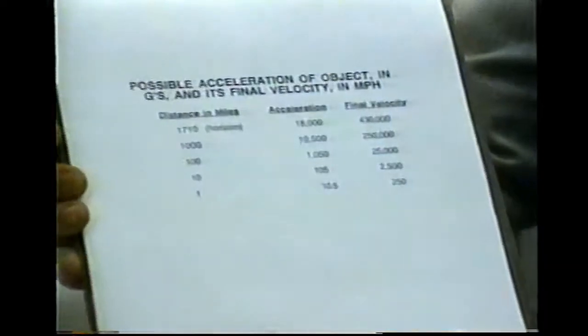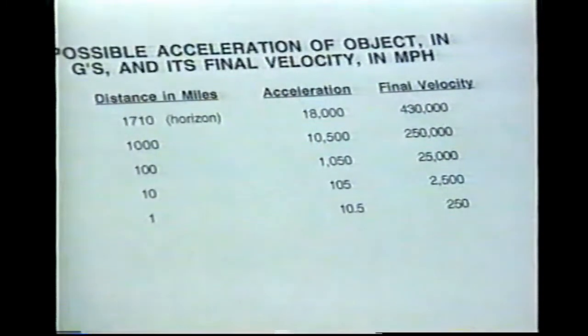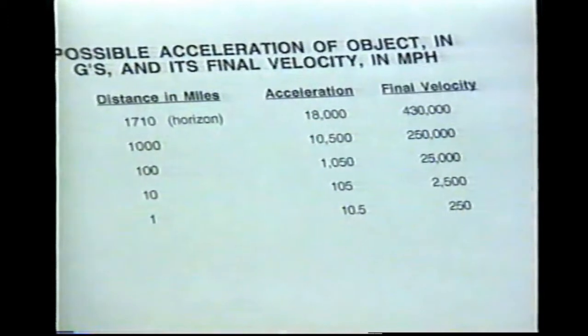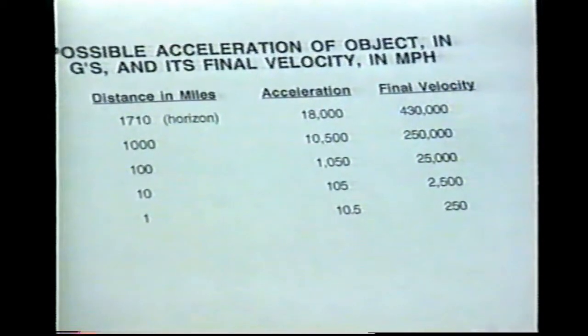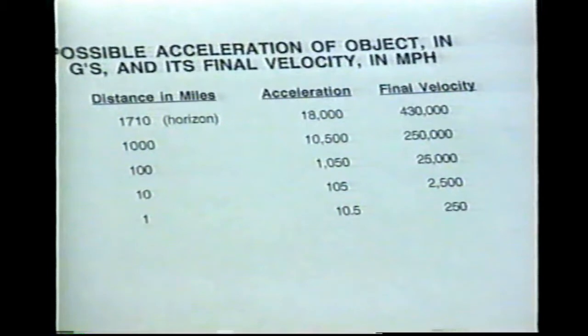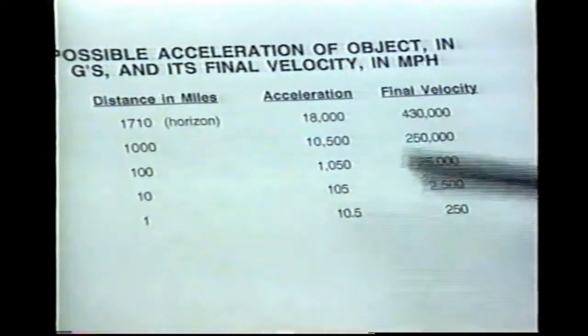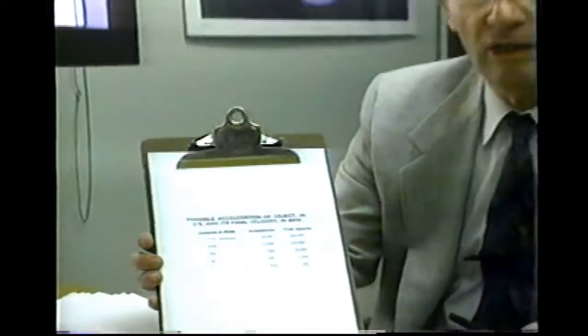If these objects are 100 miles away, it's 1,000 Gs, and then 10,000 Gs, and amazing velocities, up to the point where if it happens to be at the horizon, it's 18,000 Gs and gets up to about 430,000 miles an hour in 1 second. And anywhere up in this range is more Star Trek rather than Star Wars. So we're talking about some pretty tremendous accelerations and capabilities in spacecraft, given that they're as close as 10 miles or beyond from these things.